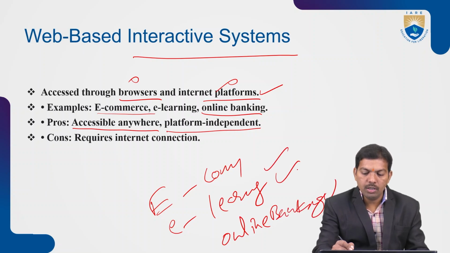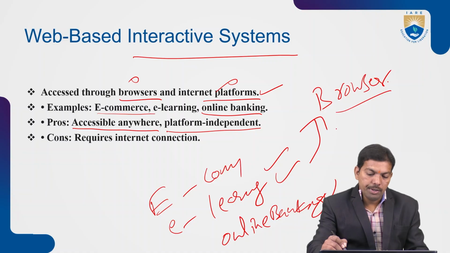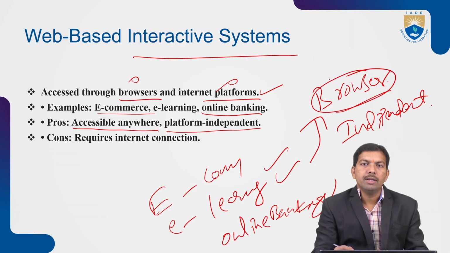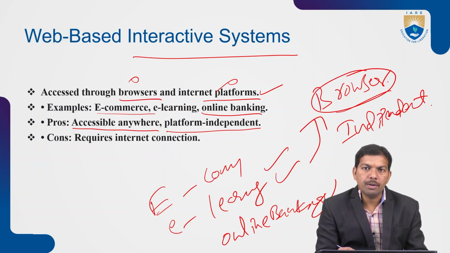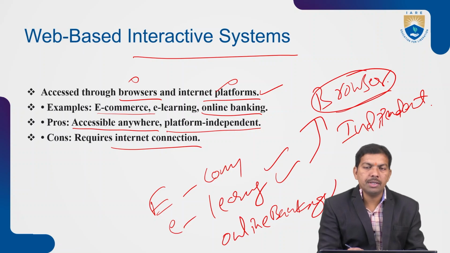So these three are directly browsed by the browsers. These applications are independent because we are using a browser. Anywhere you can browse your application and communicate with it. The con is that it requires an internet connection. Anywhere you have to have internet, because without internet you cannot operate or communicate with your application through the browser.